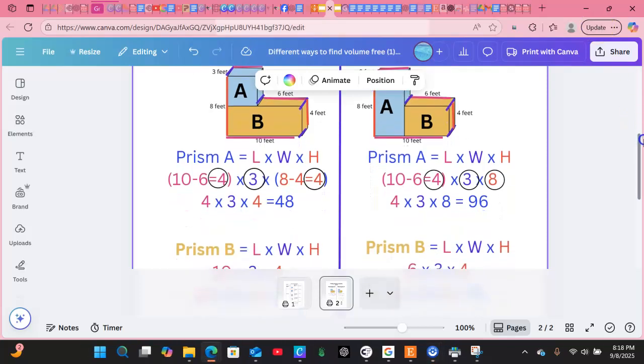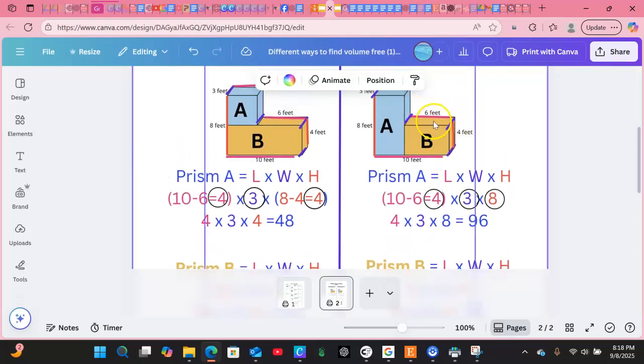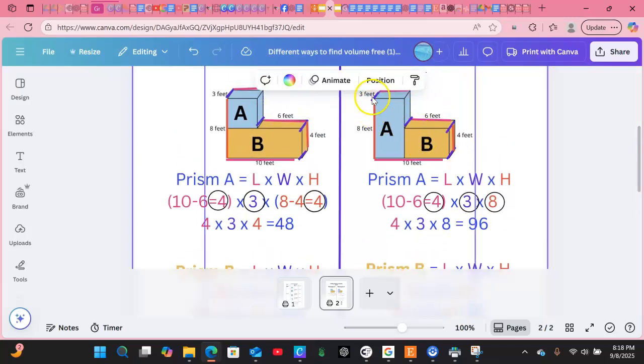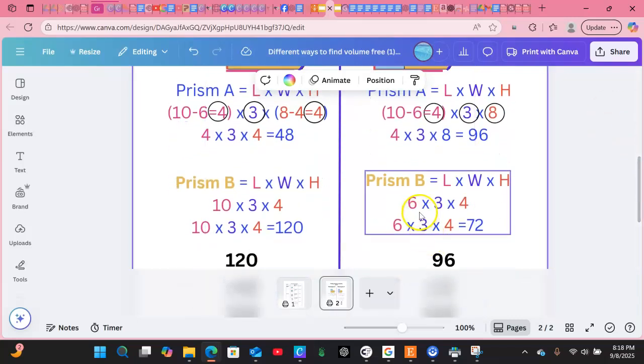Now let's take a look at prism B. So prism B, we have our length of 6, as you can see right here. So that would be our first number. Our width is still going to be 3. And then our height is going to be 4. So we multiply all of those numbers together. 6 times 3 times 4, that will give us 72.